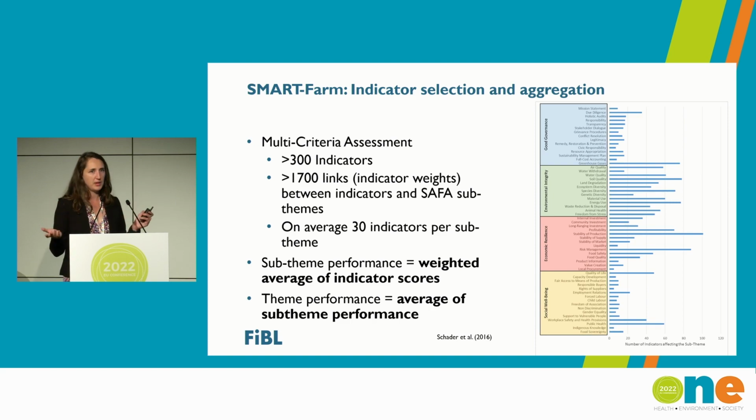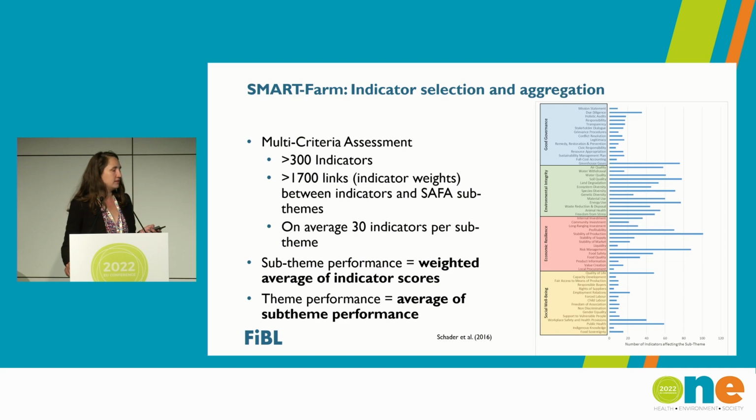Also, it always depends on the farm. I mean, if a farm doesn't have animals, of course, all the things related to animal well-being are excluded because it doesn't make sense that we assess this. Yes, but on average, we have 30 indicators per subtheme. You see there are some that have a lot more, especially in the environmental and economic part.